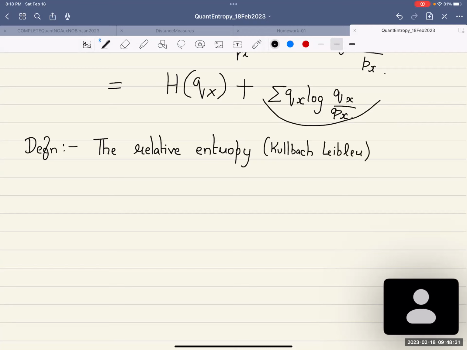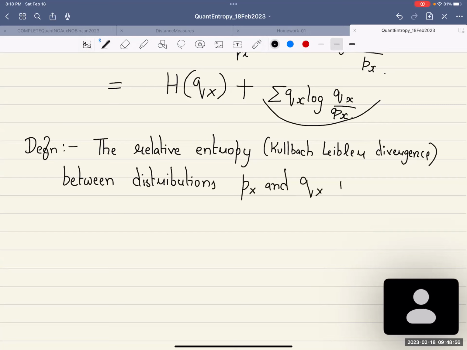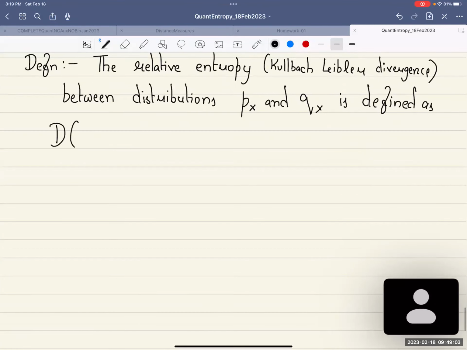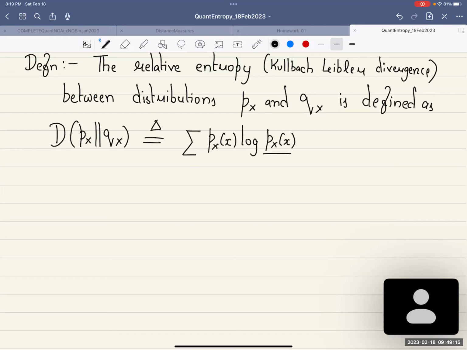I might have defined it previously, but I'm giving you some physics behind it. This is the redundancy factor. The relative entropy, Kullback-Leibler divergence, between distributions px and qx is defined as: the divergence between px and qx is px of x log px of x by qx of x.